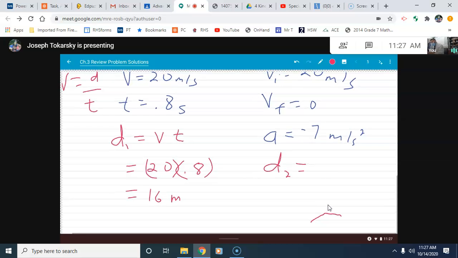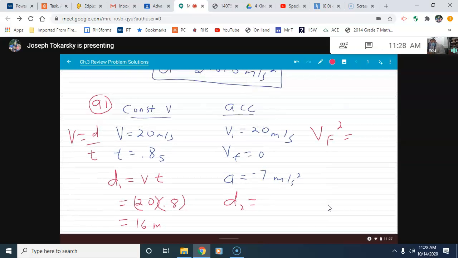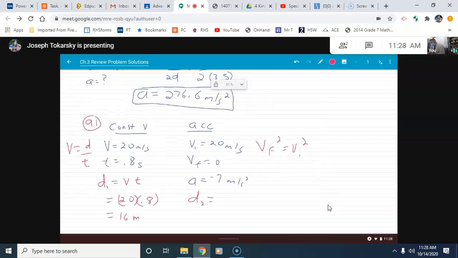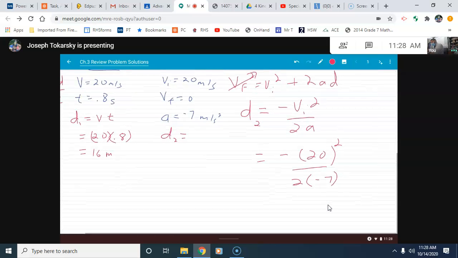Go on to this one. We got to find the correct kinematic equation. That would be equation 3, which is VF squared equals VI squared plus 2AD. VF is 0, we could get rid of that, solve it for D. We'll subtract over VI squared first, divide by 2A, and plug in the numbers. So this D for part 2 will be 20 squared over 2 times negative 7. And for that part, we'll get 400 divided by 14. It'll come out positive because the negatives will cancel each other, and that comes out to be about 28.6 meters.